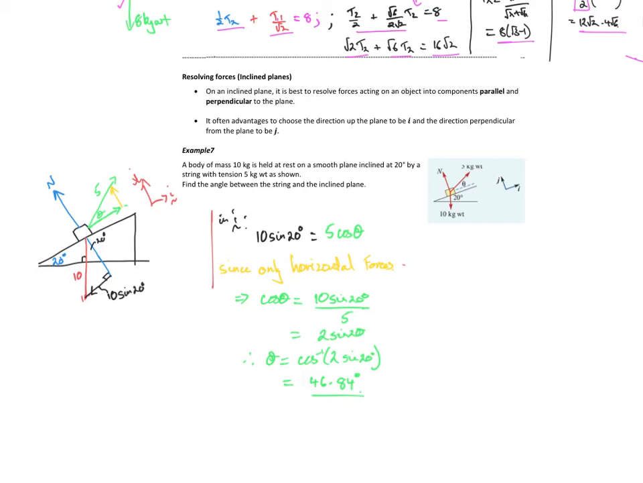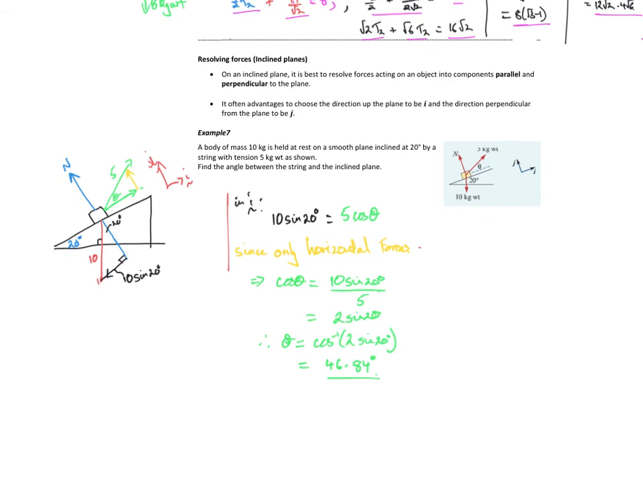So if we consider the diagram that we've got here, we've got a body of mass 10 kilogram weight acting vertically down. It's held at rest on a smooth plane by a 5 kilogram weight force acting up in a direction of some sort. So we're looking to find the angle of the weight force that would hold that particle in place.